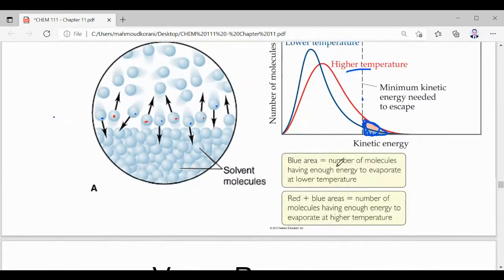So increasing the temperature increases the number of molecules that can escape to form a vapor. Just the blue area is the number of molecules having enough energy to evaporate at lower temperature. The red and the blue, the whole area here, is the number of molecules having enough energy to escape or evaporate at higher temperature.